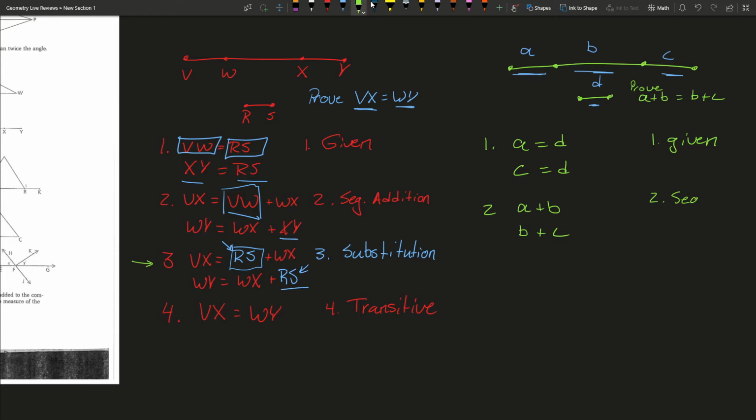This is our segment addition. Not really, because we're not using segments, but we're using distances. Step three would be to substitute A for D and C for D. So then we would get D plus B and B plus D, which again is just substitution. And then our fourth step, D plus B is equal to B plus D. I think that's symmetric, or reflexive, rather.